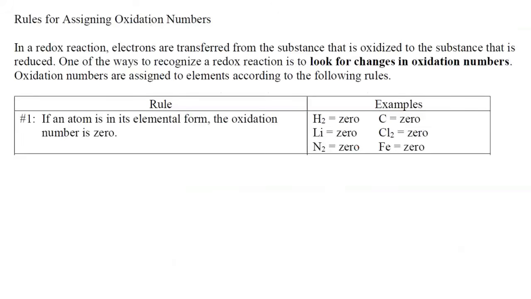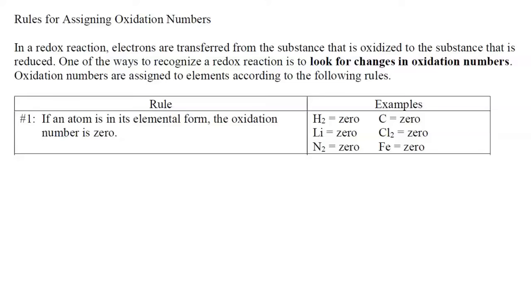All right, now we're going to take a look at some rules for assigning oxidation numbers. In a redox reaction, electrons are transferred from the substance that is oxidized to the substance that is reduced. One of the ways to recognize a redox reaction is to look for changes in oxidation numbers. Oxidation numbers are assigned to elements according to the following rules.